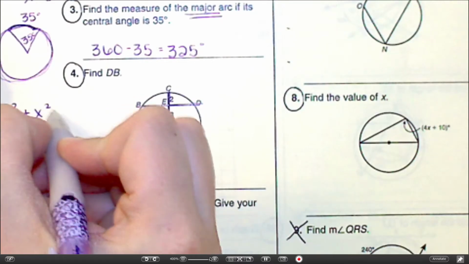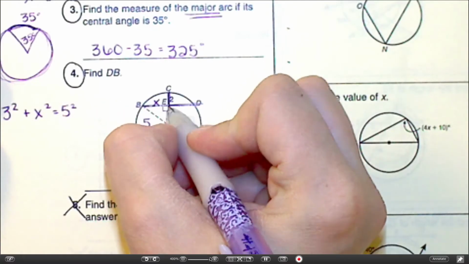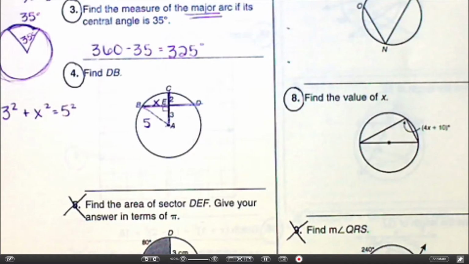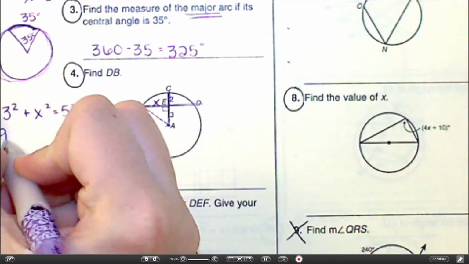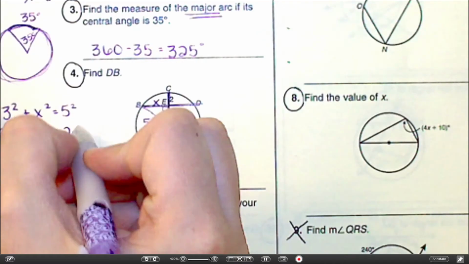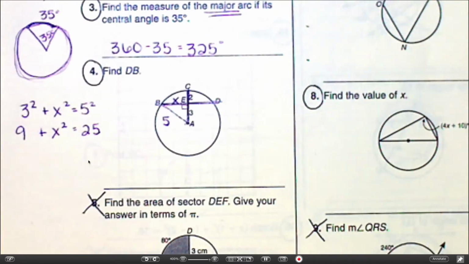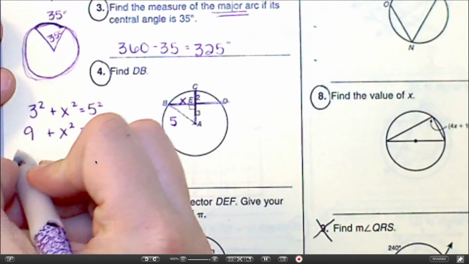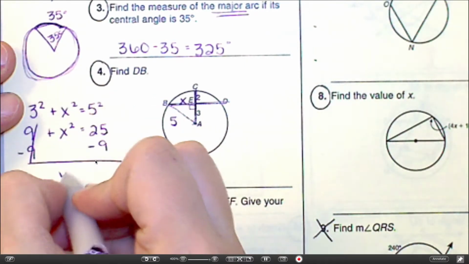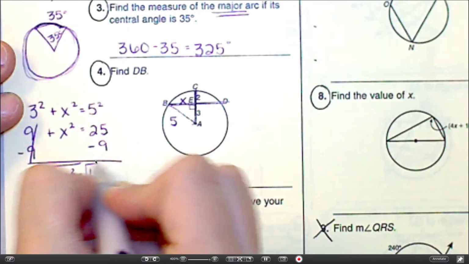So we're really calling this our x. So we're saying 3 squared plus x squared equals 5 squared. 5 is our hypotenuse. 3 squared is 9. 5 squared is 25. What do I do with it from there to solve it? Yep, let's minus 9. And I get x squared equals 16. So square root that. X equals 4.